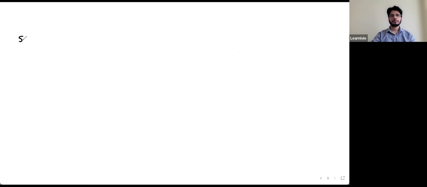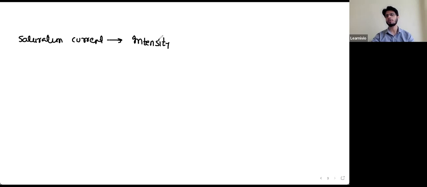Now, this saturation current will depend on the intensity of light. So if you increase intensity, that means you are increasing the number of photons, so the number of electrons will increase. It depends upon intensity. It does not depend upon frequency. So remember this: your saturation current will not change with frequency.